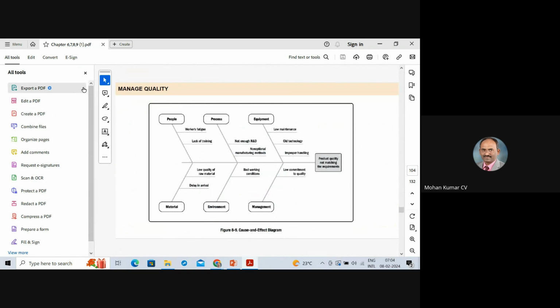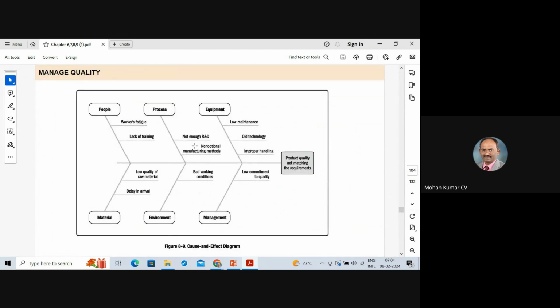You're able to see my screen? Yes. This is called a fishbone diagram. This is one type of fishbone diagram. The problem is product quality not matching the requirements. Then they will check whether it is a people cause, process cause, equipment cause, management cause, environment cause, or material cause. These are all bones.